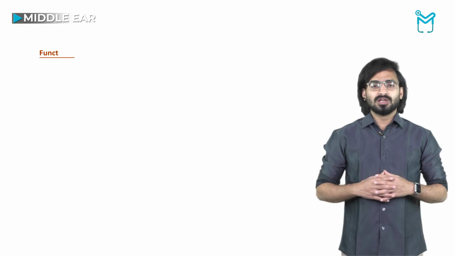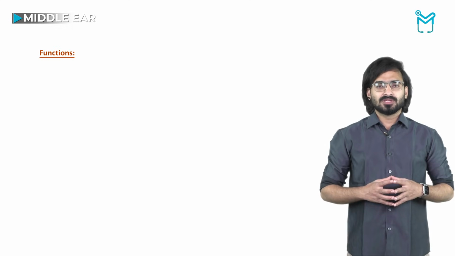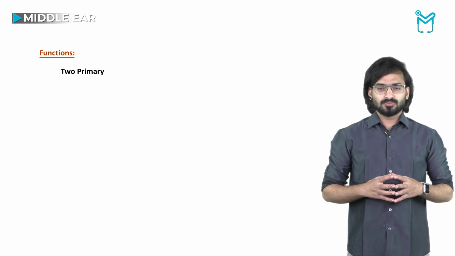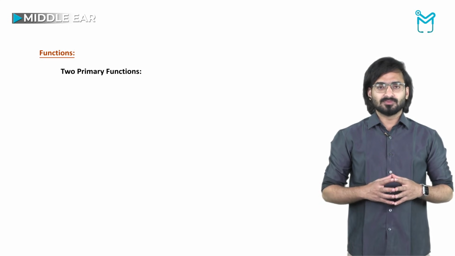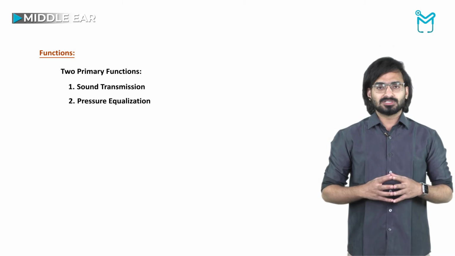Let's discuss the functions of the middle ear. There are 2 primary functions of the middle ear. First one is sound transmission, second one is pressure equalization. So, with this, we are done with the middle ear.